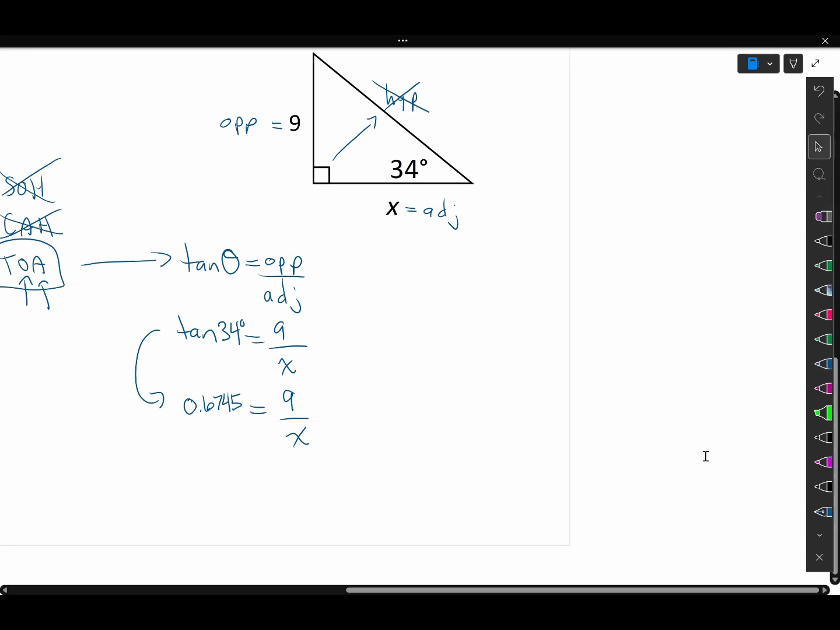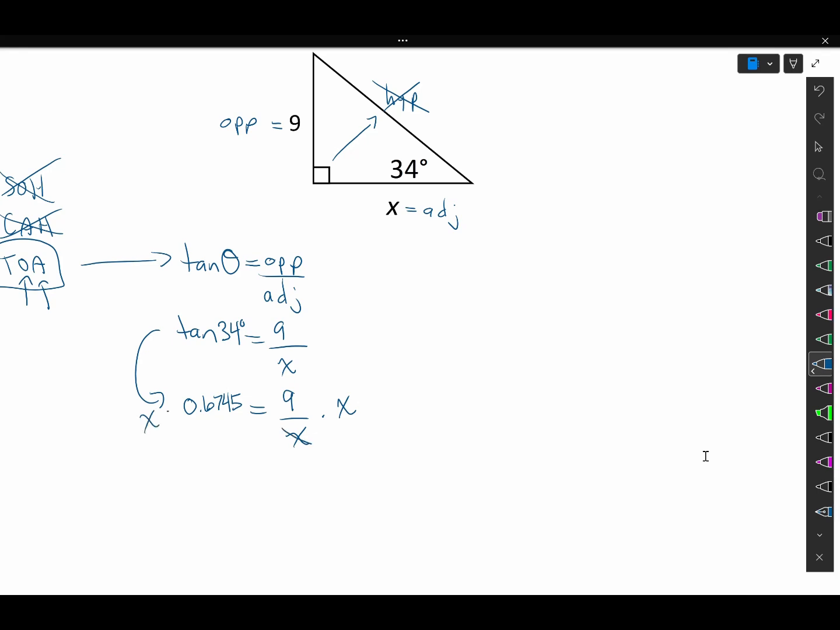In order to handle that, we'll need to multiply both sides not by a number this time, but by an unknown number, a variable x. So we'll multiply both sides by x. It cancels out on the right-hand side. We're left with 9 on the right-hand side, and we're left with 0.6745 times x on the left-hand side.